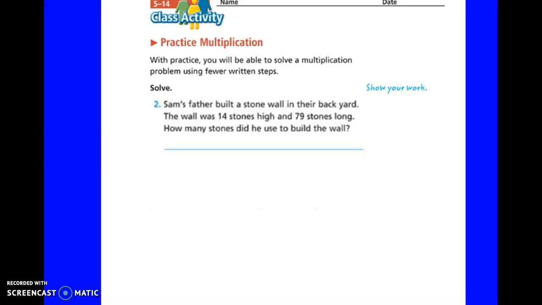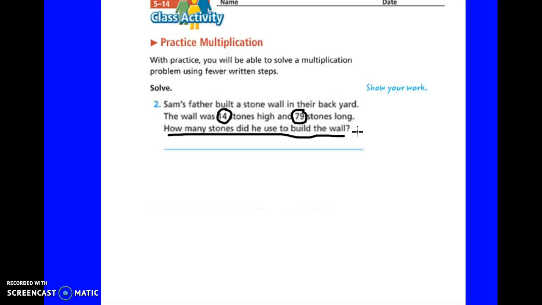All right, let's go on and try this one. It says Sam's father built a stone wall in their backyard. The wall was 14 stones high and 79 stones long. How many stones did he use to build the wall? All right, so again, I'd use my strategy here. I'm going to go ahead and circle my numbers. The wall was 14 stones high and 79 stones long. The question asks, how many stones did he use to build the wall? All right. Let's see, so it's not about anymore, so this one is an exact answer that I'm looking for.